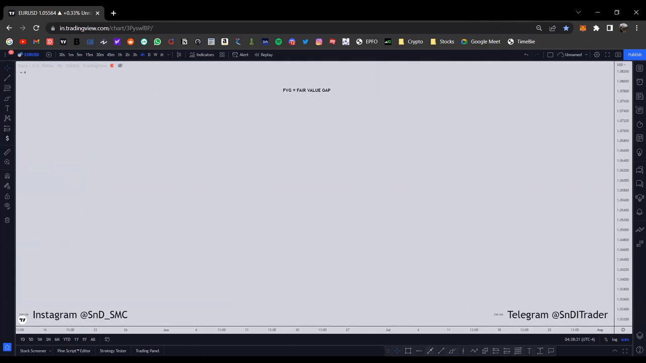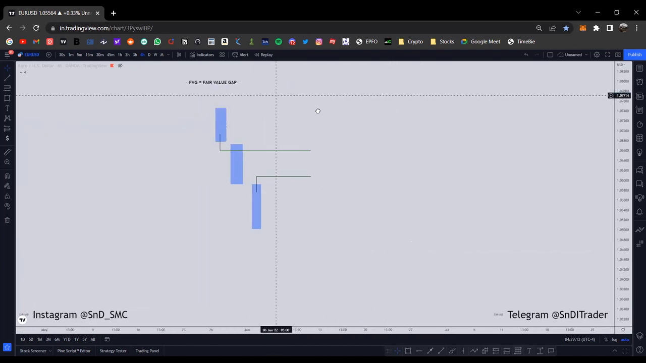Whenever you see price makes a candle like this, and this candle wick just closed here and this candle wick just closed here, the gap between this wick and this wick will be your fair value gap. Alright, so this is how you determine the fair value gap.